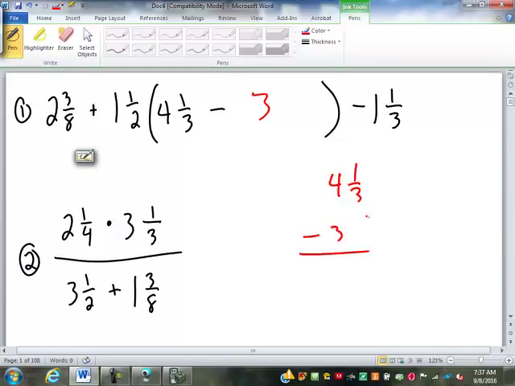4 and 1/3 minus 3. Well, is there anything to take away from the 3? No, or the 1/3, I should say. No, the 1/3's there. 4 minus 3 is 1. That's just 1 and 1/3.